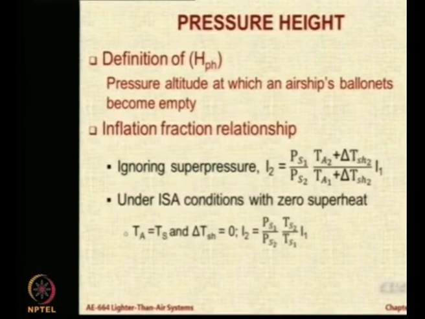If you consider ISA conditions, the ambient temperature TA will become the standard temperature under ISA at that altitude, called TS, and the delta TSH or the superheat contribution will be 0. So we get a very simple expression: I2 is equal to PS1 by PS2 into TS2 by TS1 times I1. This simple relationship directly connects inflation fraction at any altitude with inflation fraction at some other altitude through the pressures and the temperatures. Once again, we are ignoring superheat, we are ignoring super pressure, we are considering ISA conditions, and we are also ignoring any lifting gas purity or the effect of humidity, etc. This is a very simplistic explanation.